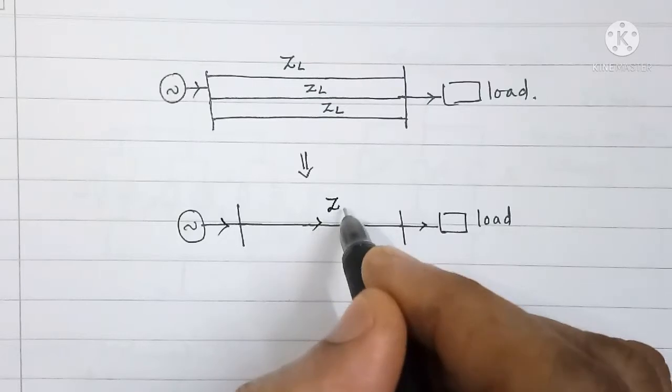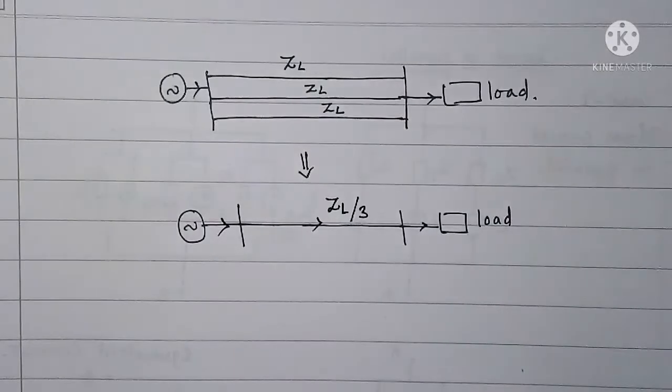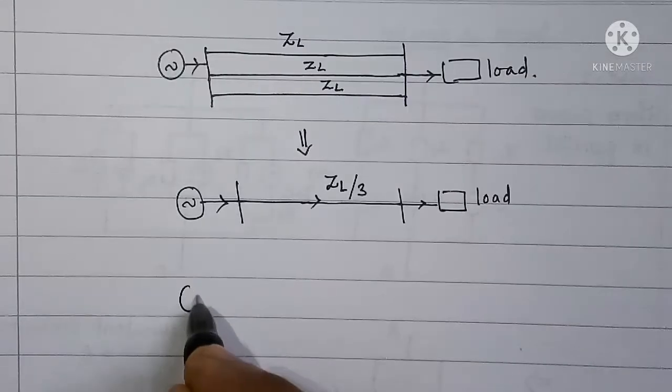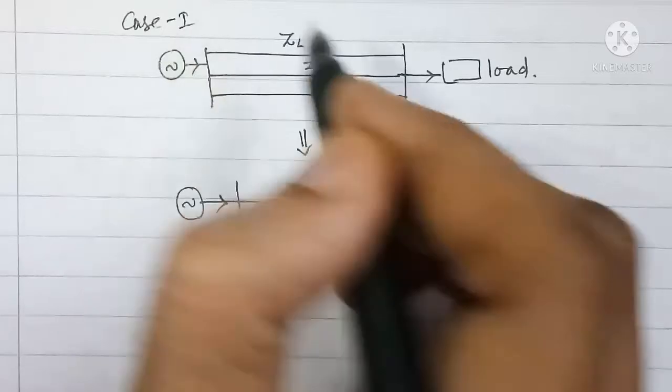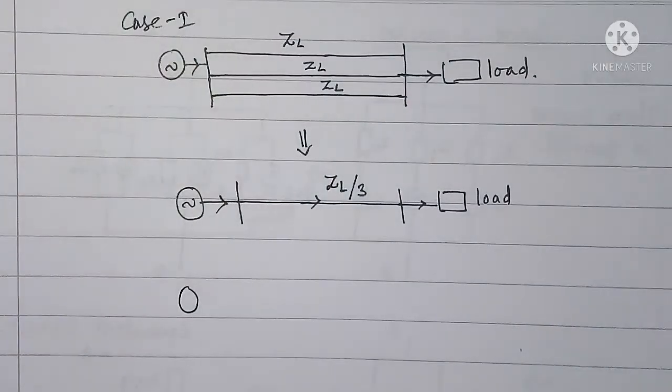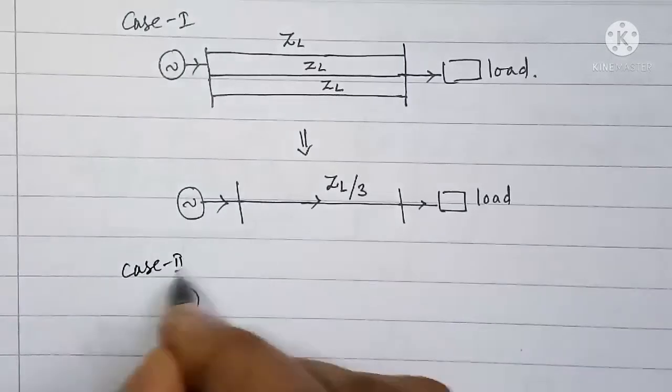And the impedance of the transmission line will be now equal to ZL by 3. So this is case 1. Now let us consider case 2.